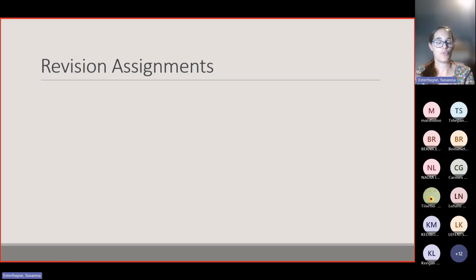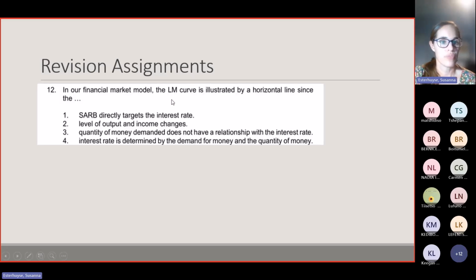Okay, now we're going to move towards some of the revision assignments that you also have access to, and consider those. So in our financial model, the LM curve is illustrated by a horizontal line. Why is this happening? You've got 4 options. The first one being South African Reserve Bank directly targets the interest rate. Second, level of output and income changes. Third, quantity of money demanded does not have a relationship with the interest rate, and fourth, the interest rate is determined by the demand for money and the quantity of money.